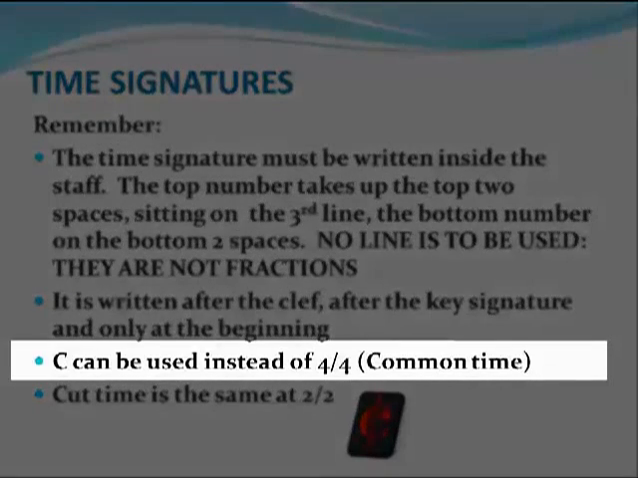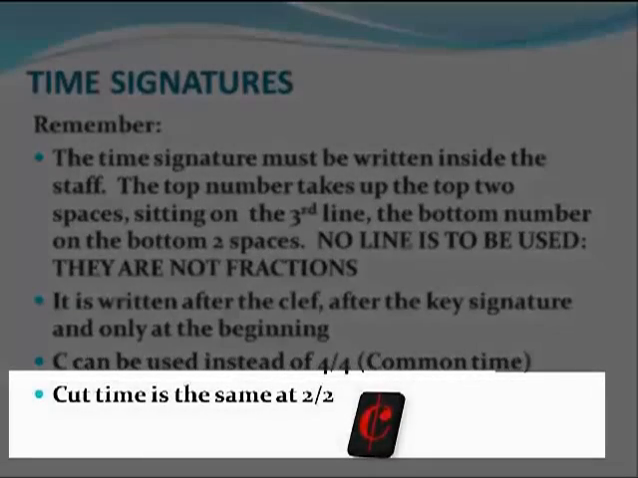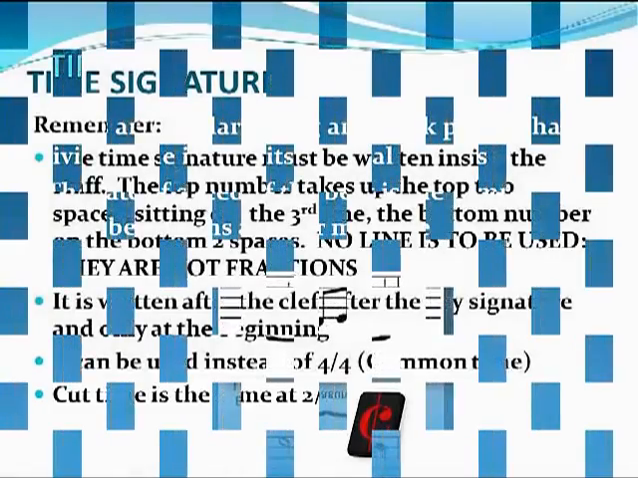Common time is represented by the letter C, and it means 4/4. Cut time is the same as 2/2 and looks like a C with a line through it.